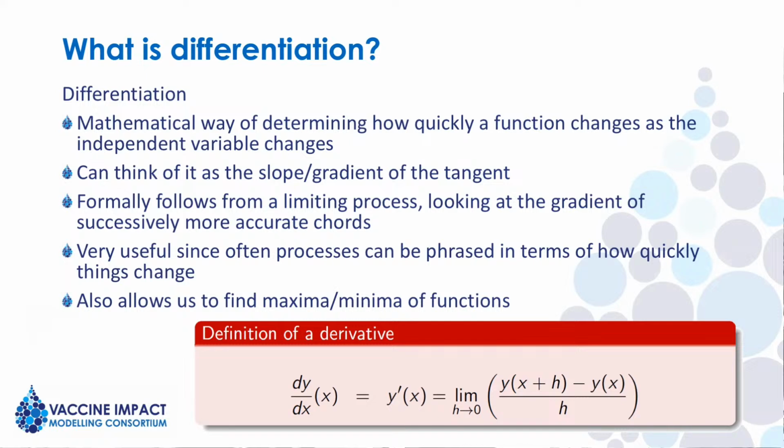We can say it formally follows a limiting process. Essentially, what this means by limiting process is we're thinking about the limits of this function. So this is our definition of a derivative, y of x plus h minus y of x over h as the limit, well, as h approaches 0, as we approach that limit. Again, we'll go through how that looks in terms of a graphical representation.